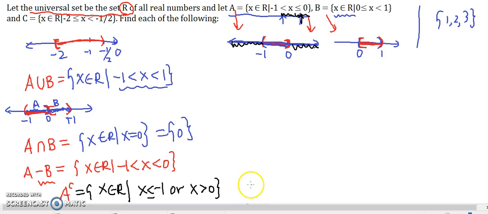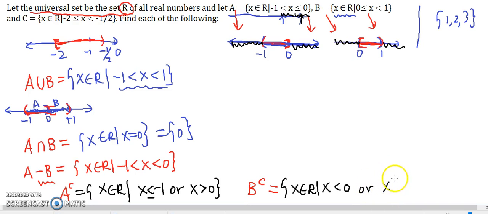Similarly, we can find the complement of B. The complement of B is anything not in B, so let's look at this graph right here. We have these numbers not in there, and these numbers not in there. Make sure you pay attention to the endpoints, because 0 is in set B, so x is less than 0, or x is greater than or equal to 1, because 1 is not in B, so 1 should be in the complement. Okay, when we get this, we can continue to do more operations.